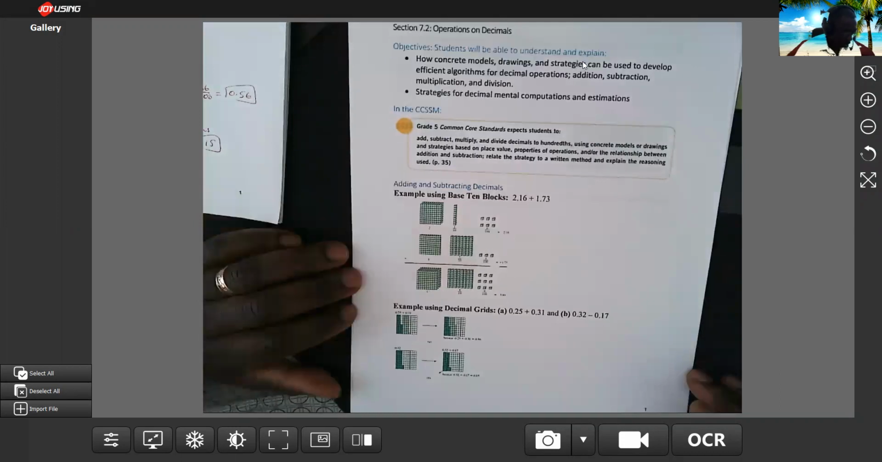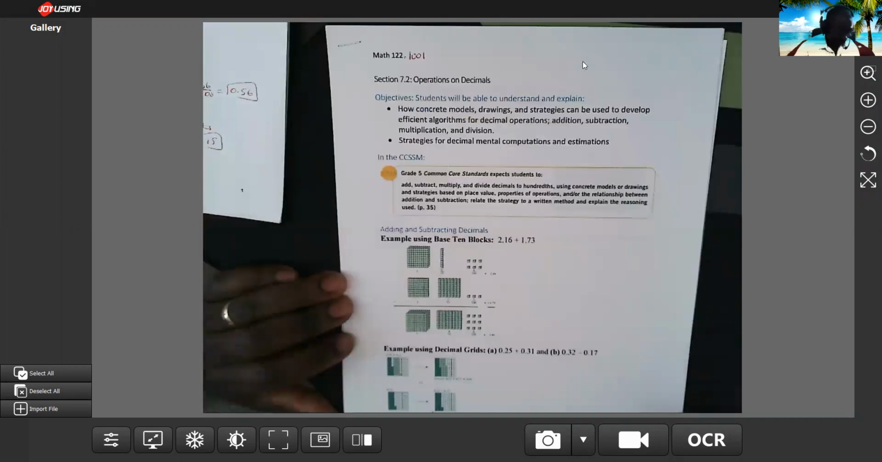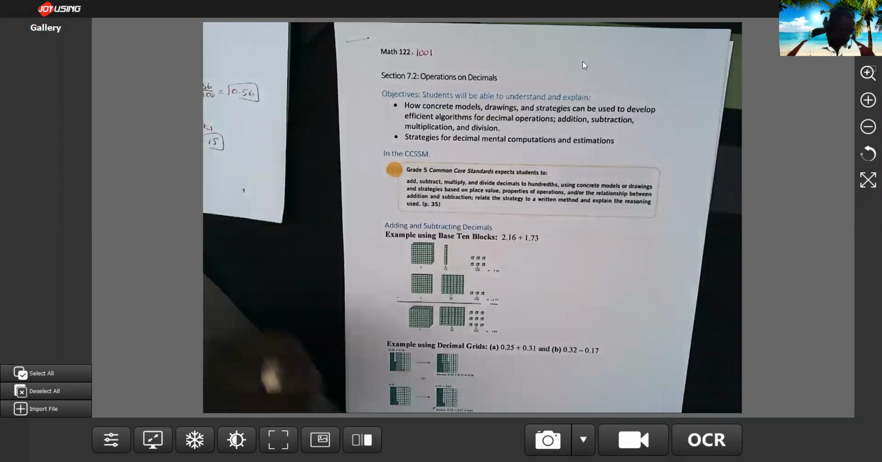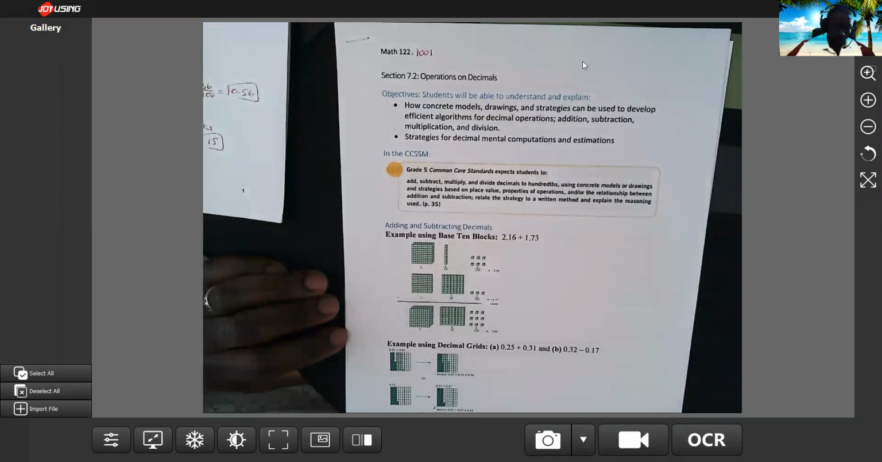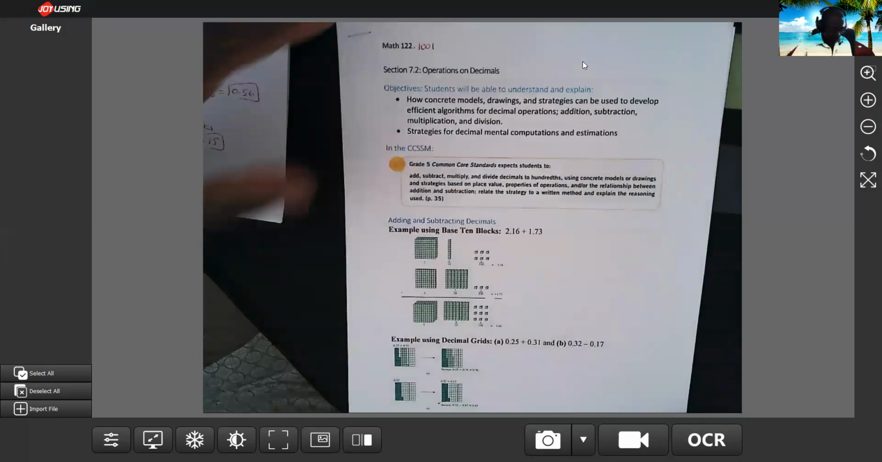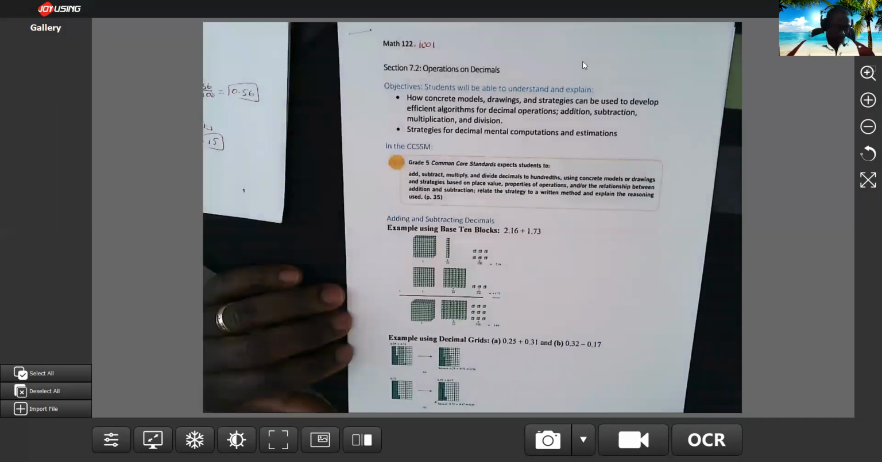So this is the video for section 7.2. Remember, in chapter 7 we're talking about decimals, or rational numbers, with decimals and operations, and we have repeating decimals and non-repeating decimals. We talked about terminating decimals in section 7.1, and here are the operations of decimals: addition, subtraction, multiplication, and then division in section 7.2. So these are the learning objectives.